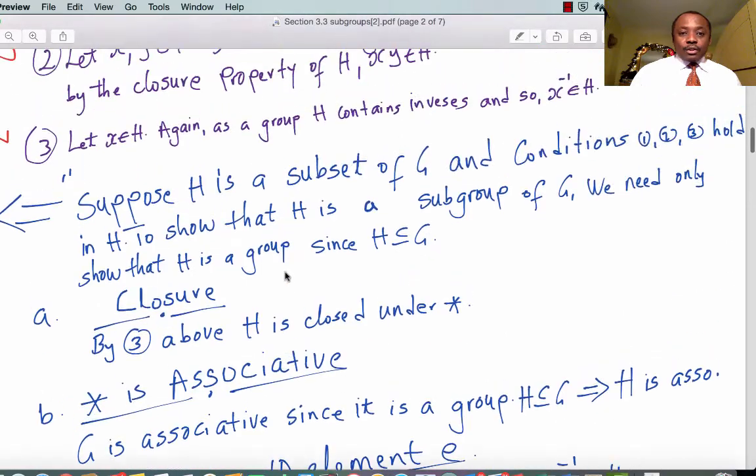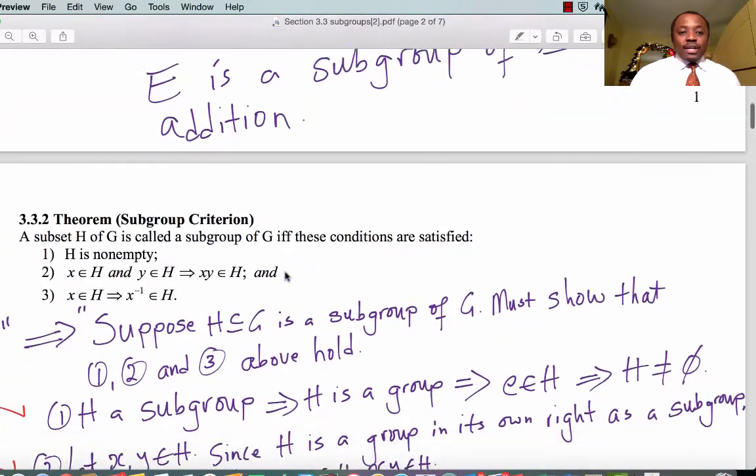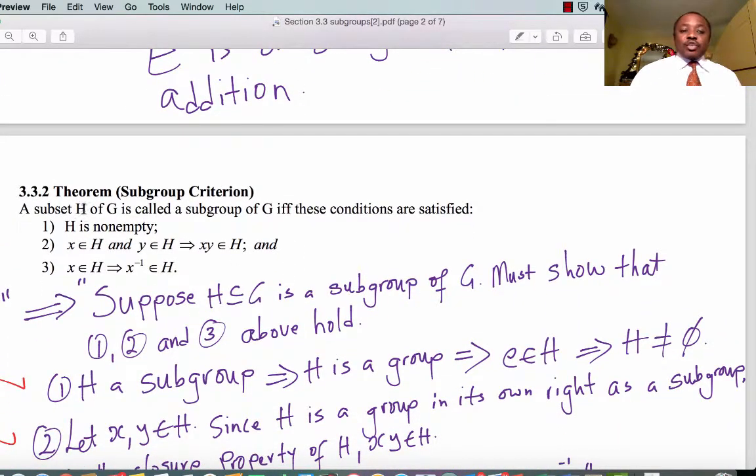So from now on, if we want to prove that a subset H of a group G is a subgroup, all we have to do is show that H is non-empty, show closure and existence of inverses. And we shall even do better.